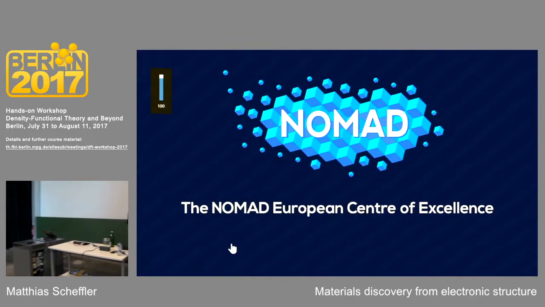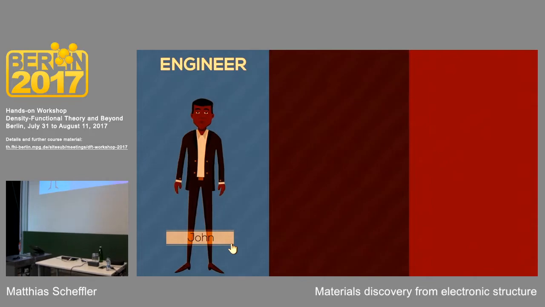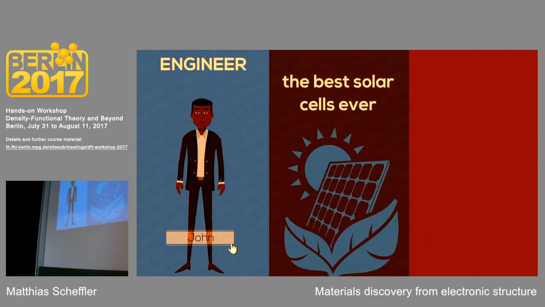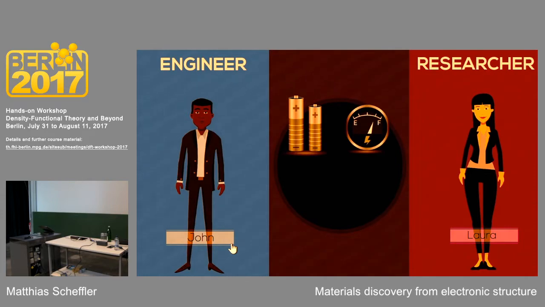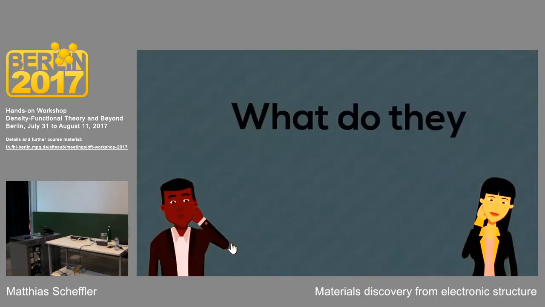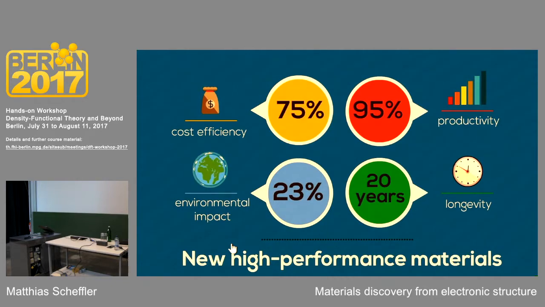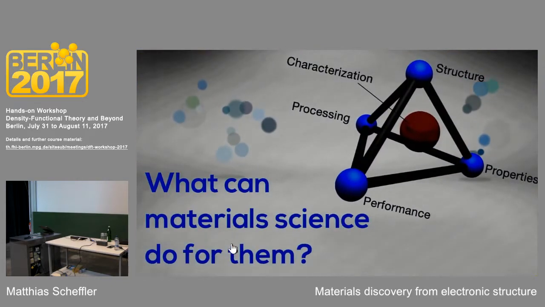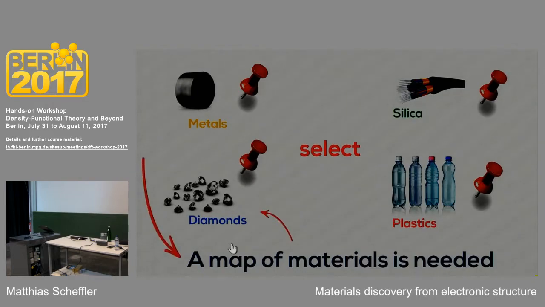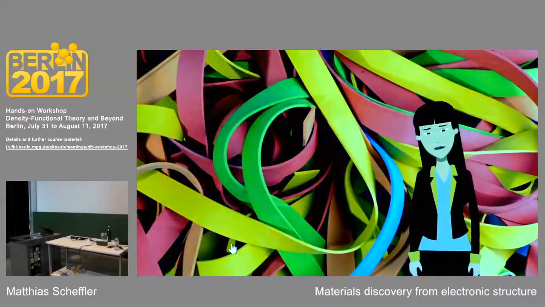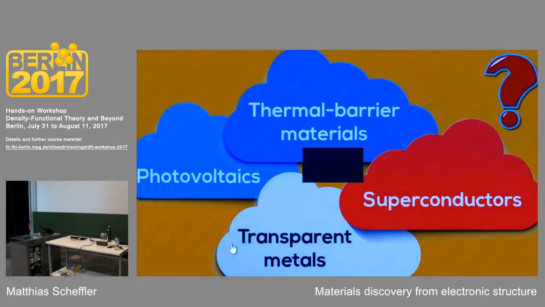The NOMAD European Centre of Excellence, your gateway to material science data. This is John, an engineer in the sustainable energy field who wants to build the best solar cells ever. And this is Laura, a chemistry researcher who wants to design the most efficient batteries for the next generation of electric cars. So what do John and Laura have in common? Well, to achieve their objectives, they both need to use new high-performance materials. So what can material science do for them? The ideal solution would be to provide them with a map of materials where they can identify and select what they need. Indeed, the amount of different possible materials is practically infinite. So what if all materials could be grouped according to their properties and functions? Is this already possible?